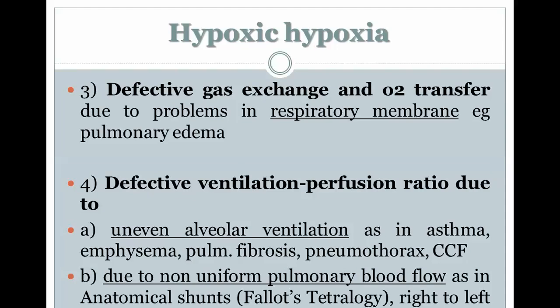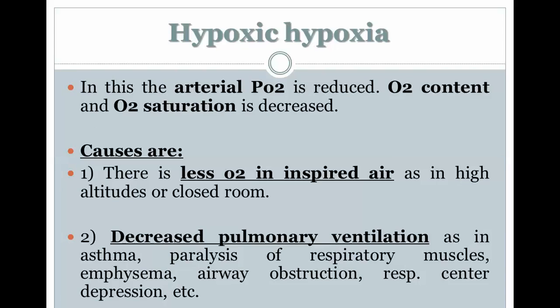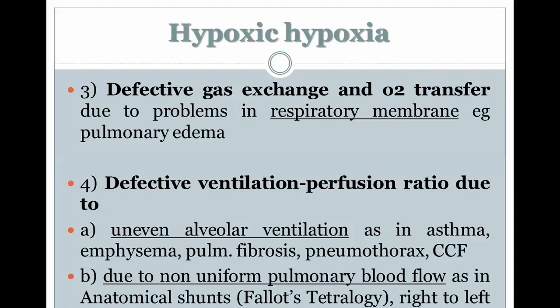Defective gas exchange and oxygen transfer in the respiratory membrane, as in pulmonary edema, cardiogenic or non-cardiogenic, ARDS, or pneumonia or collapse or anything. Okay? So what will occur? Alveolar pressure is normal. But the PO2 will what occur? Decreased. The arterial decreased. Why? Because there is a problem in diffusion. What's the difference between this and number 2 and number 1? How can you know there is a problem here or in this?